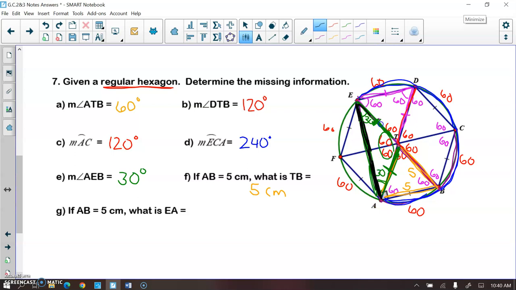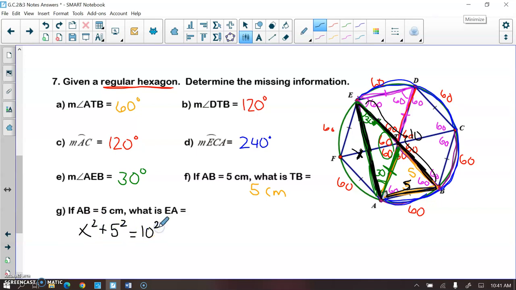We are going to use this right triangle to help us figure it out. We have AB being 5, TB and ET are both 5, so this is a length of 10. And now I can use the Pythagorean theorem to find EA, which I'm going to label as x. So if I do x squared plus 5 squared, that should equal 10 squared.